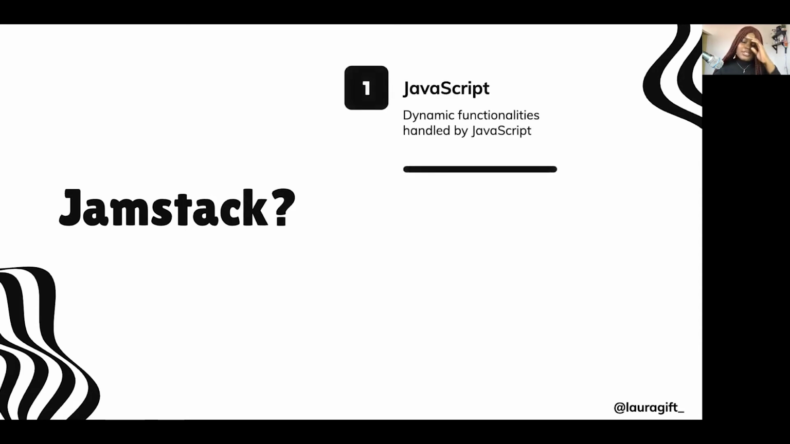First, J stands for JavaScript, which is what handles all the dynamic functionalities. Mind you, there are no restrictions on the language that can be used here. So this could be replaced with either Python, Ruby, or Go, because there are so many different static site generators out there where the underlying language used for building it is not JavaScript. I'm just putting it out there so people know this.